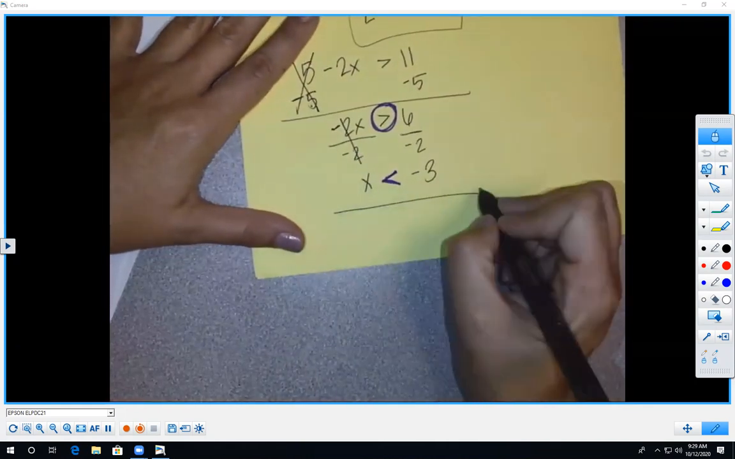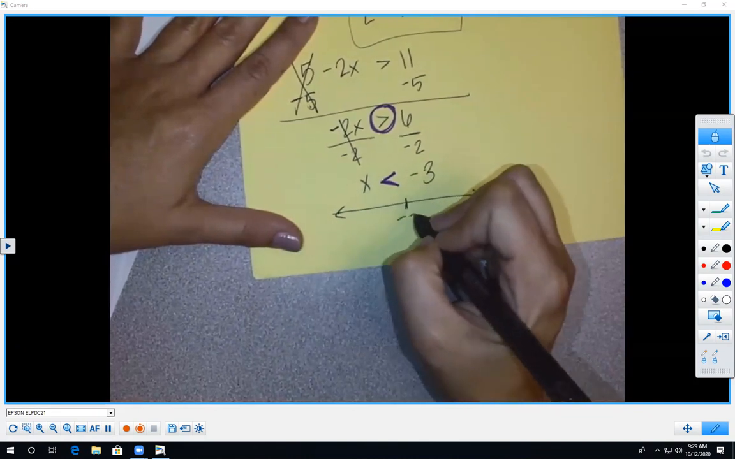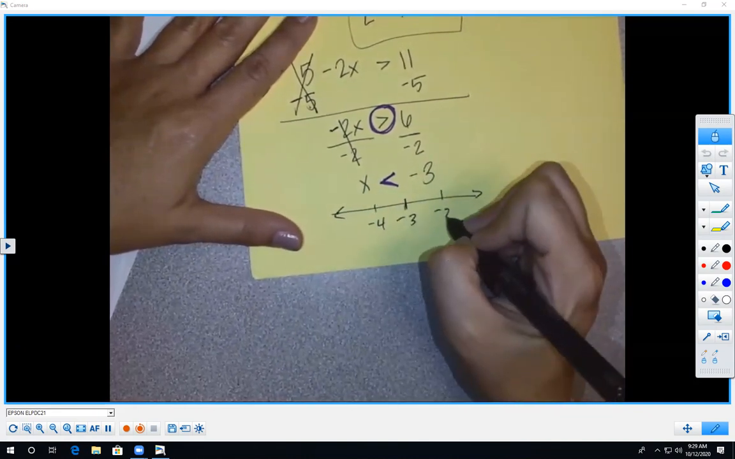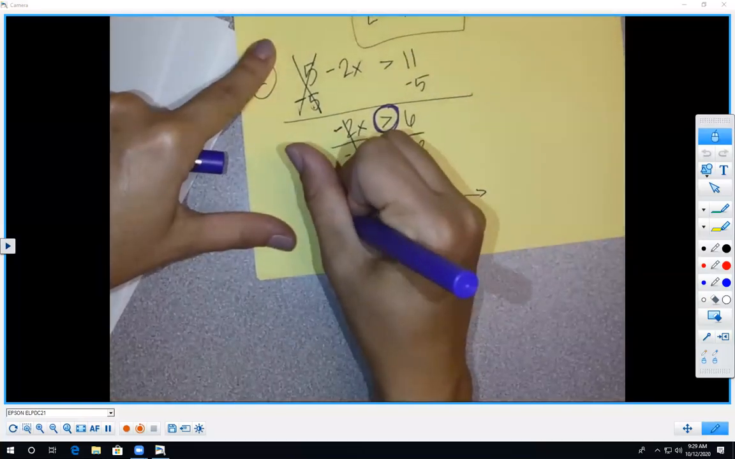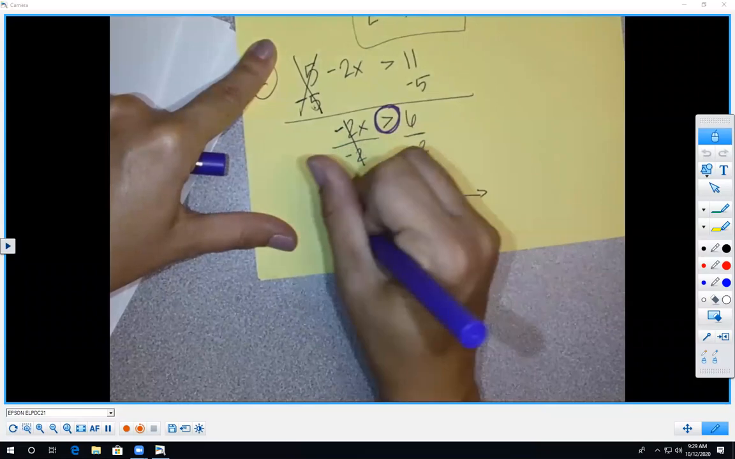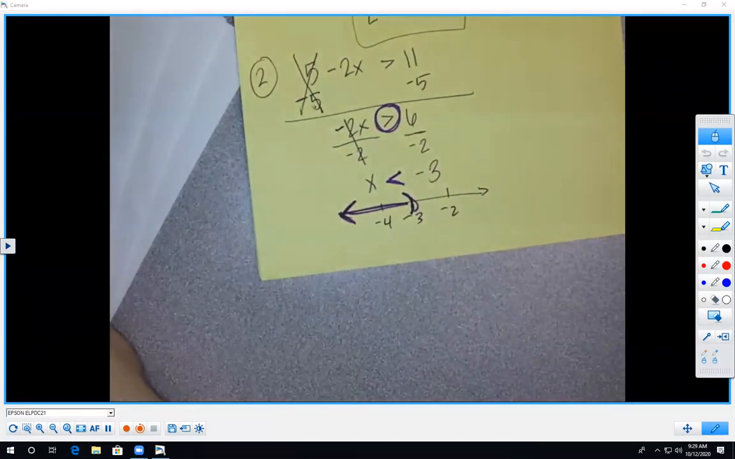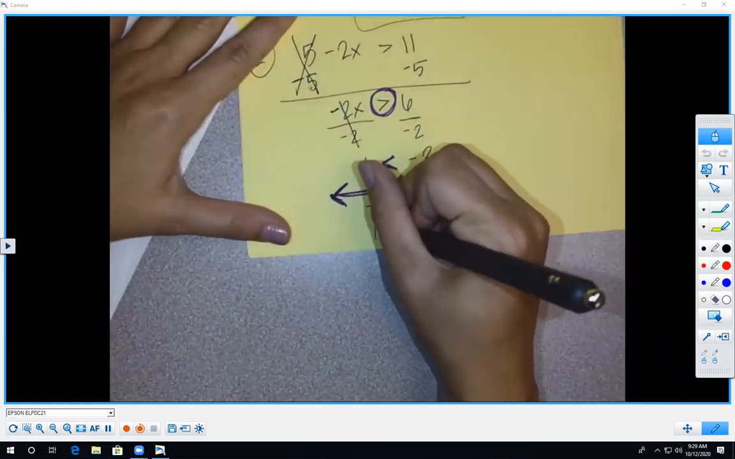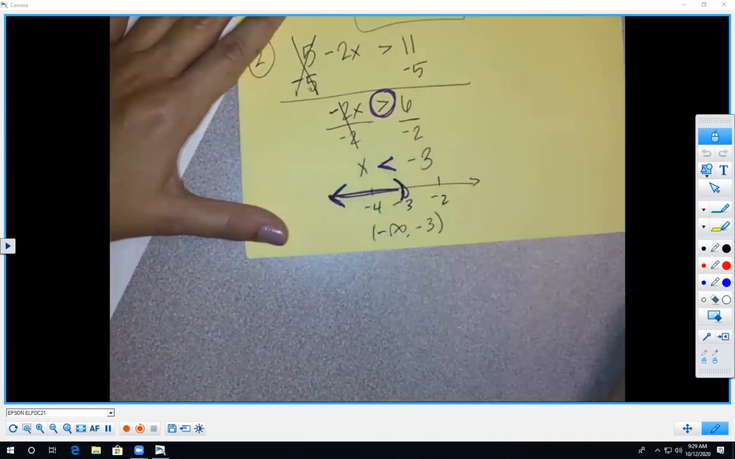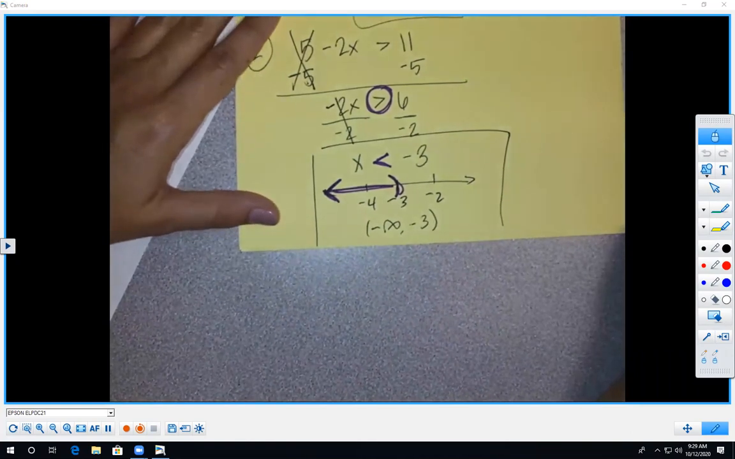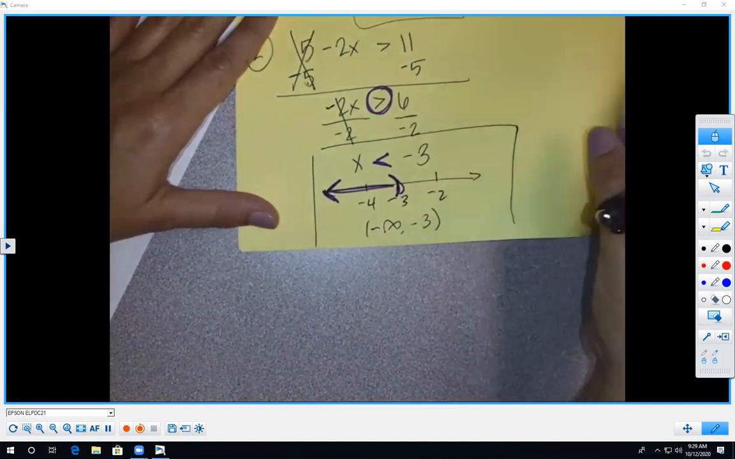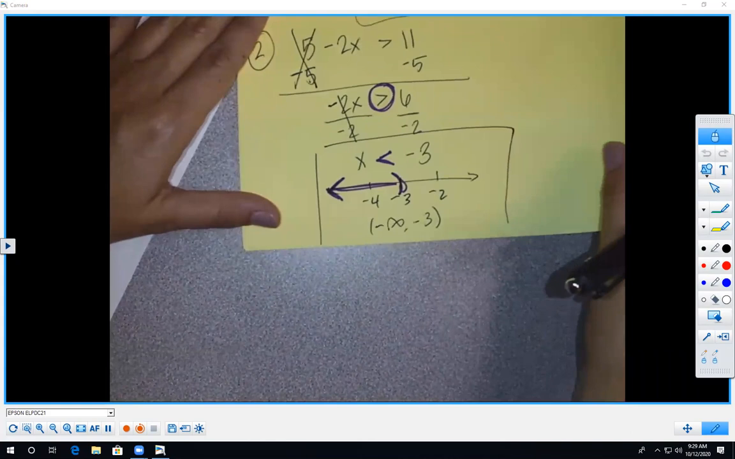Okay, so when we graph it on a number line, which way am I shading? To the left. Is it a bracket or a parenthesis here? Parenthesis. And then when I put in interval notation, it is negative infinity to negative 3 with a parenthesis. Okay. Questions about that?